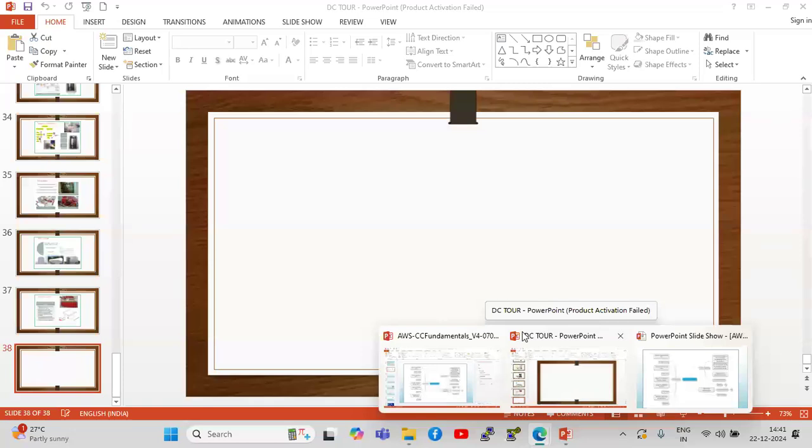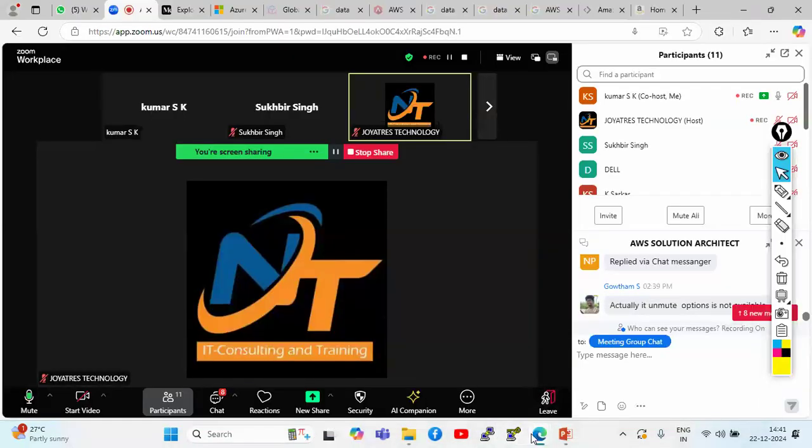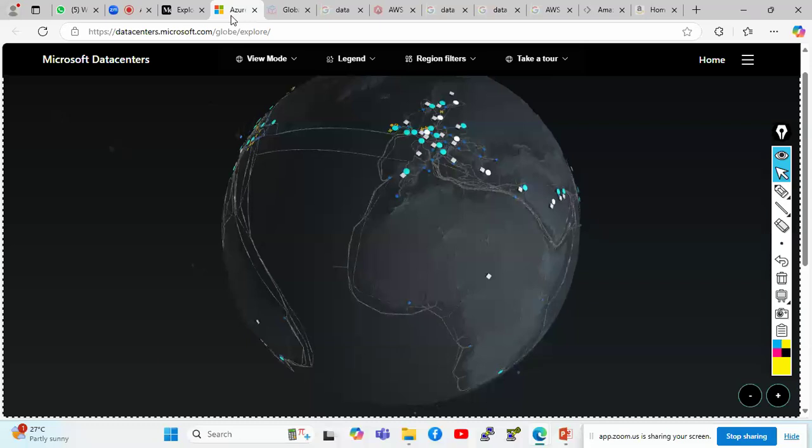So I can share this slide with you guys. If you have any questions related to data center, please go through that. Then you'll understand how big a data center is, and how difficult it is for us to maintain the data center. So now I'll just take questions on the data center.